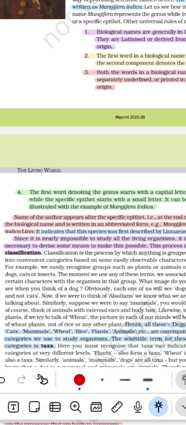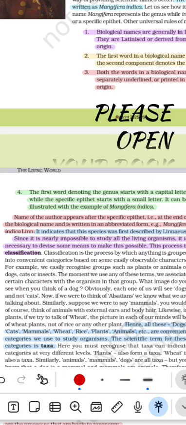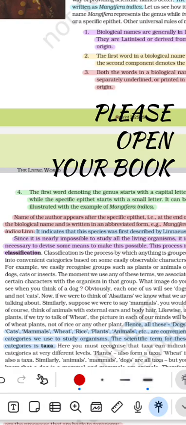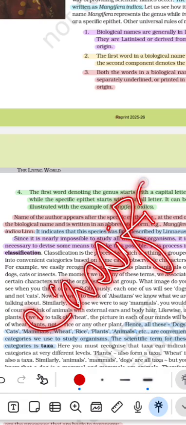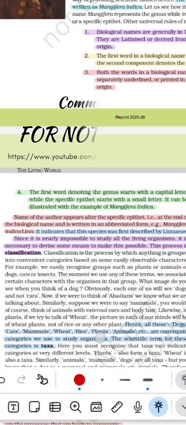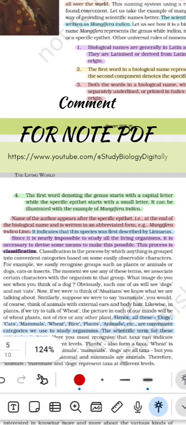Since it is nearly impossible to study all living organisms, it is necessary to devise some means to make this possible. This process is classification. Classification is the process by which anything is grouped into convenient categories based on some easily observable characters. So there is a question, what is classification? The process of classifying something is called classification.